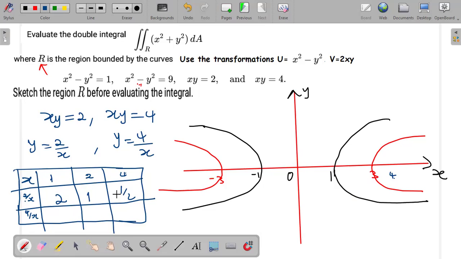Okay, so this will help me plot this guy here. And it will also help me to identify whether this graph is above this one or this one is above this one. So if x is 1, then what will happen to 4 over x? It will just become 4. If x is 2, what will happen to 4 over x? It will become 2. If x is 4, what will happen? It will become 1. Okay.